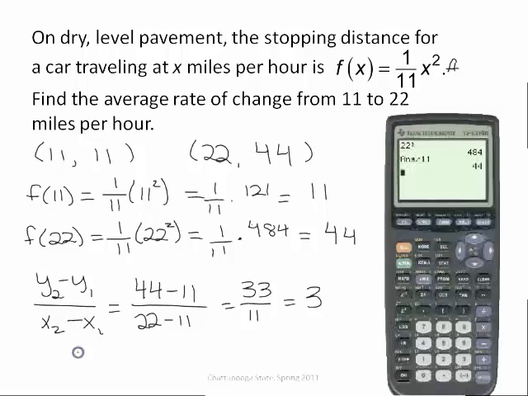So what this means is every time your speed increases 1 mile an hour, because remember this is understood to be over 1, your stopping distance increases by 3 feet. So our slope here, our average rate of change, is 3 feet per every mile per hour, or just 3. You can just say 3.